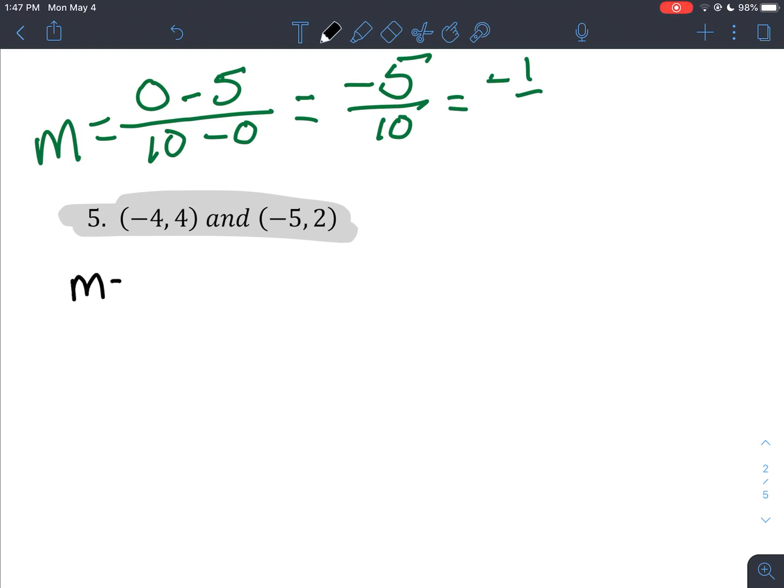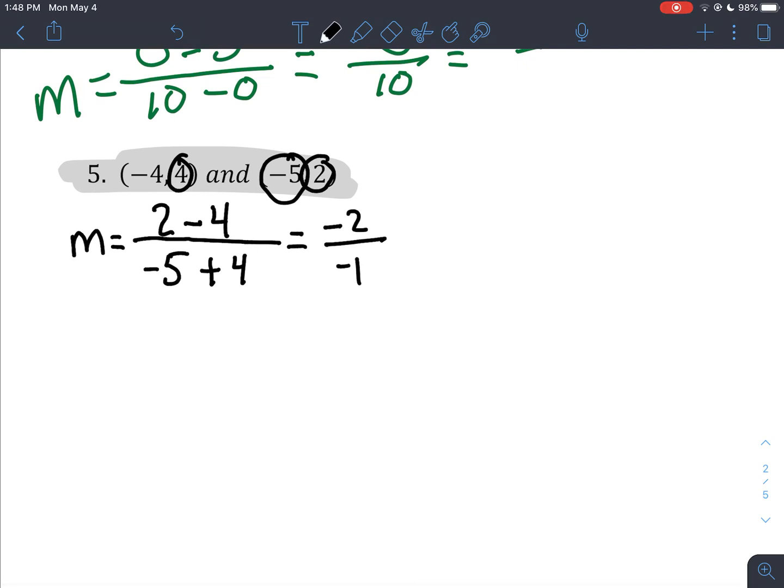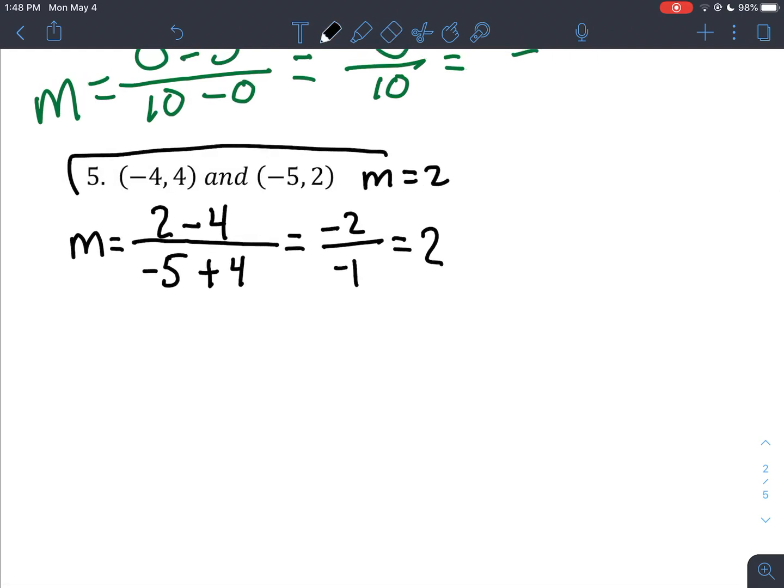set sail with this. So I know that my slope is going to be y2 minus y1, so 2 minus 4, negative 5, minus a negative 4. So my slope now is going to be negative 2 over negative 1, which comes out to 2. So I know my slope is 2. So when I look at this, it's up to me to decide which point I want to use with that.